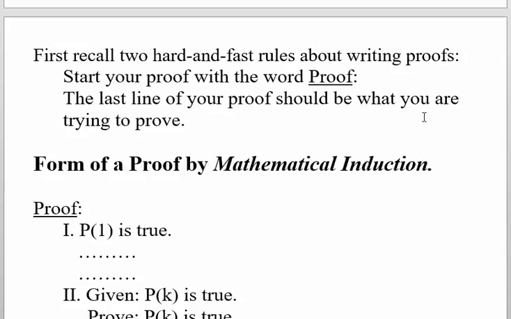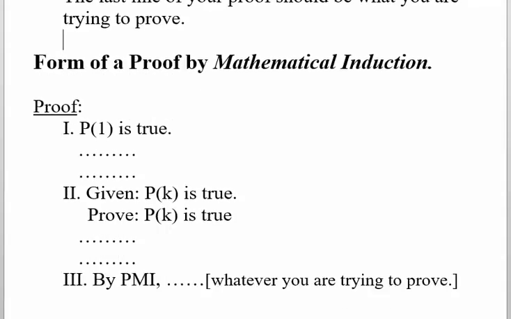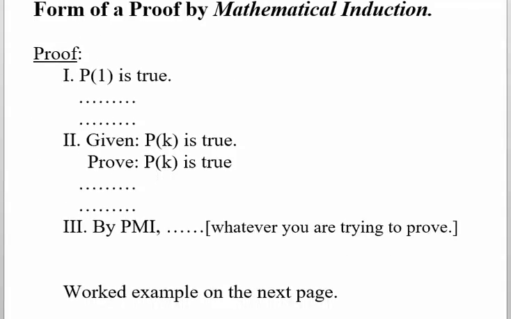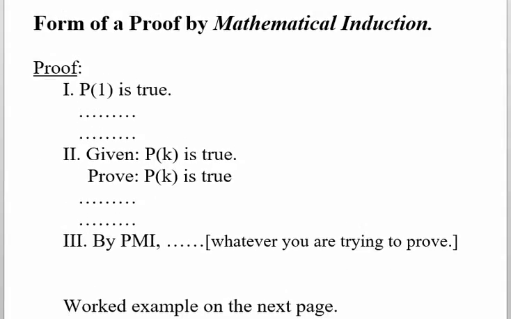So what is the form of a proof by math induction? There are three parts, and we're going to use Roman numerals for the three parts. Roman numeral 1, you establish that P1 is true, and these dots mean there's a little bit of work to be shown there. It's usually pretty trivial, but if you don't knock down the first domino, nothing's going to happen.